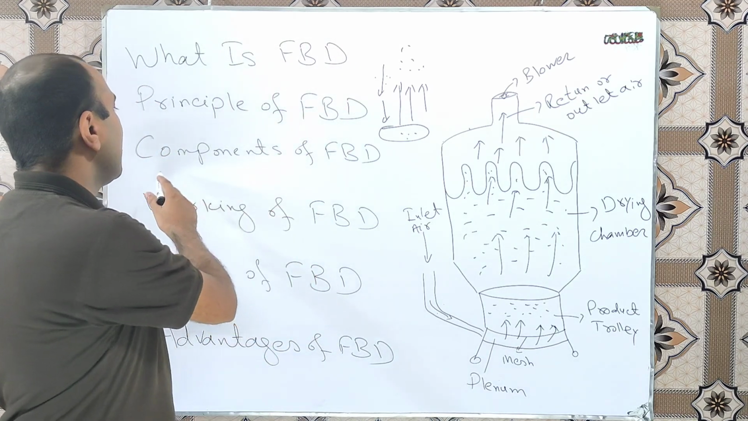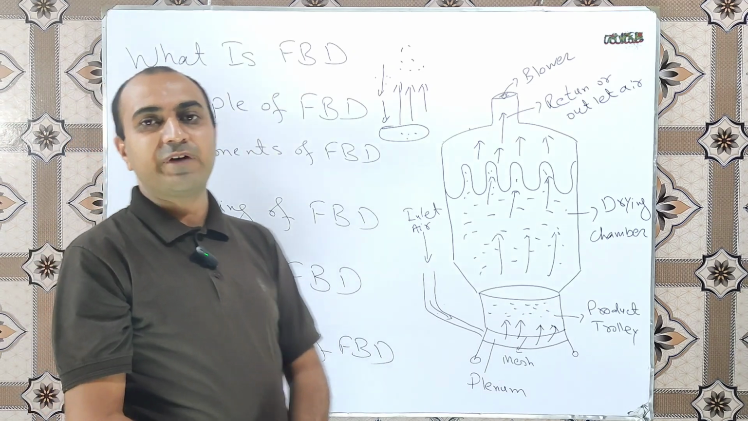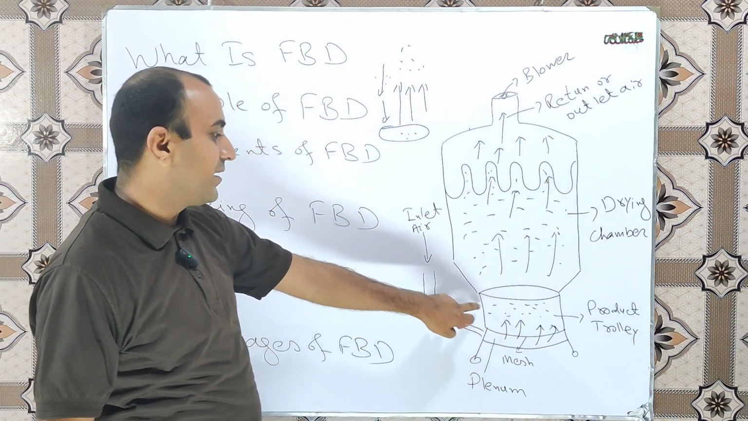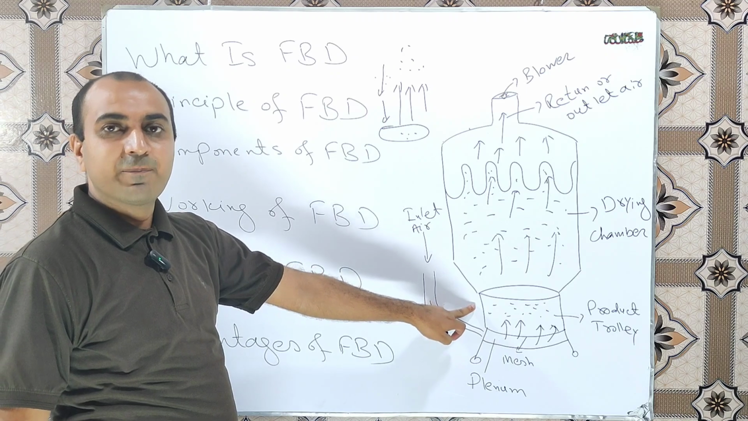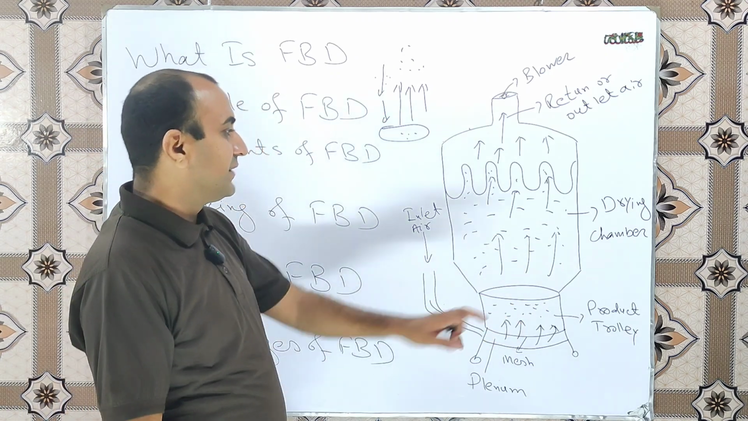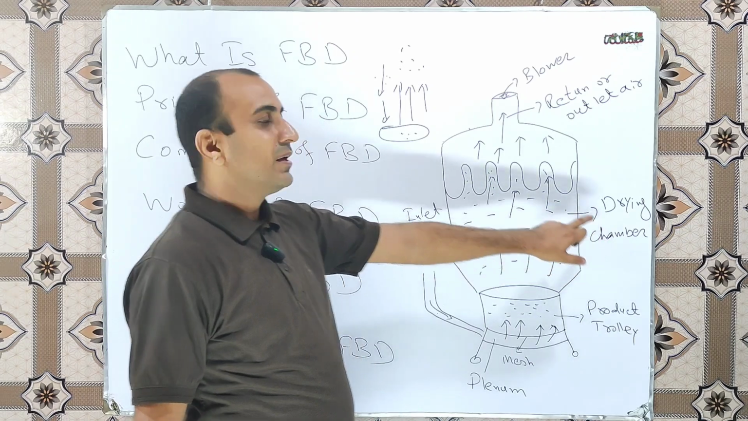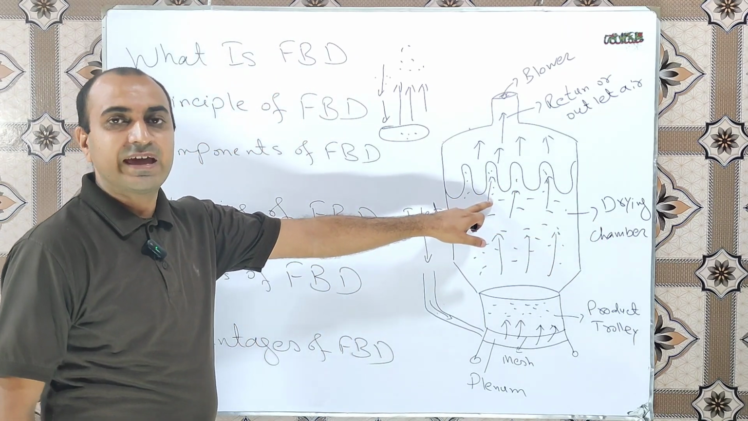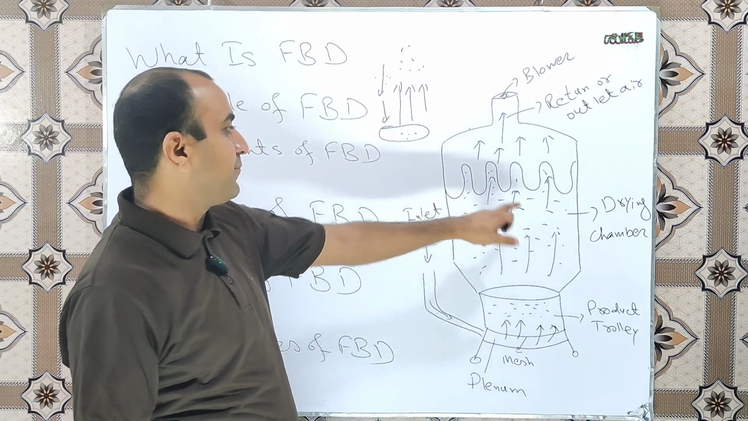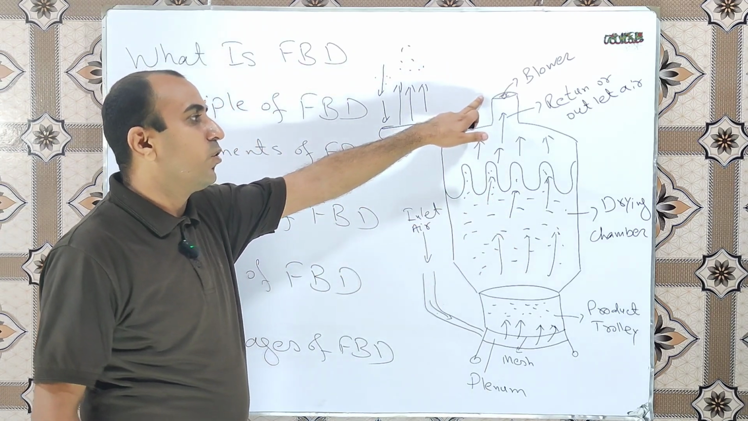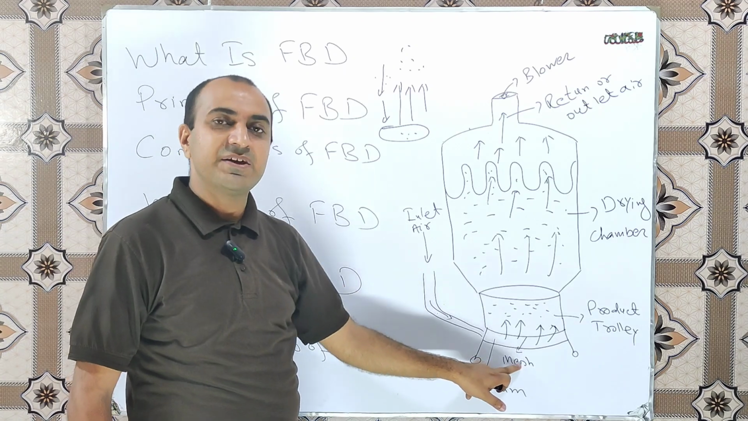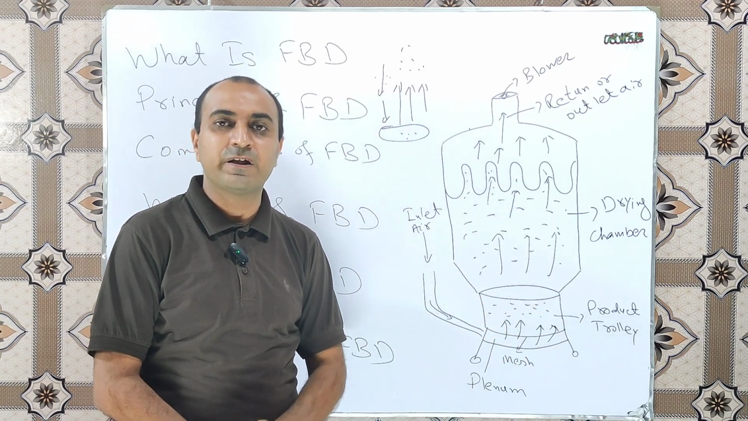Next one is, what are the components of FBD? The most important components of FBD are the product trolley. The product trolley is the component where we add our wet product. Then we have the drying chamber. Then we have the filters. SS filters or finger bag filters are used in FBD. Then we have the blower, return air duct, inlet air duct. We have the mesh attached at the bottom of FBD.